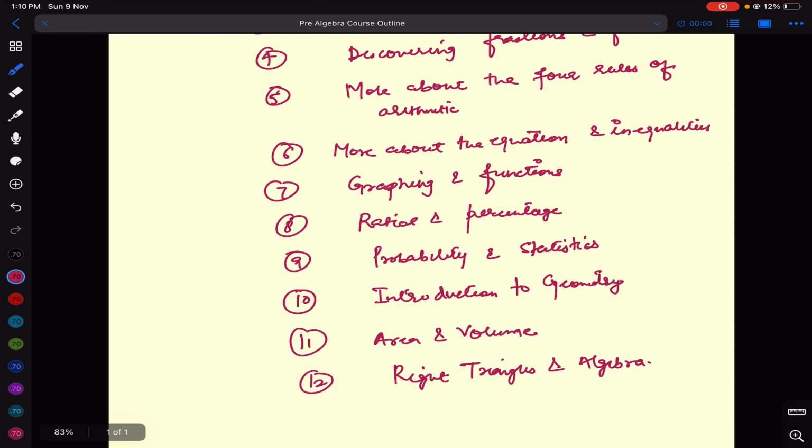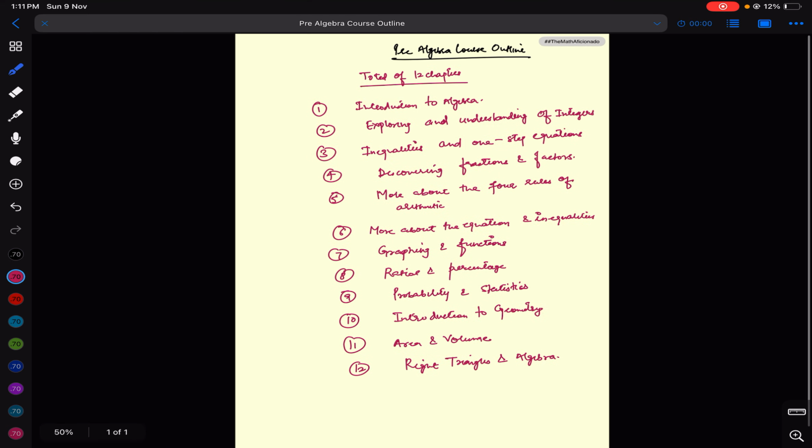Now these 12 chapters are further divided into lessons, wherein each lesson is going to have theory and examples for better understanding. I'm aiming to cover each lesson in a different video. And if the video extends to a larger duration, we may possibly cover that in two parts, part 1 and part 2 for that lesson. So this was your pre-algebra course outline.